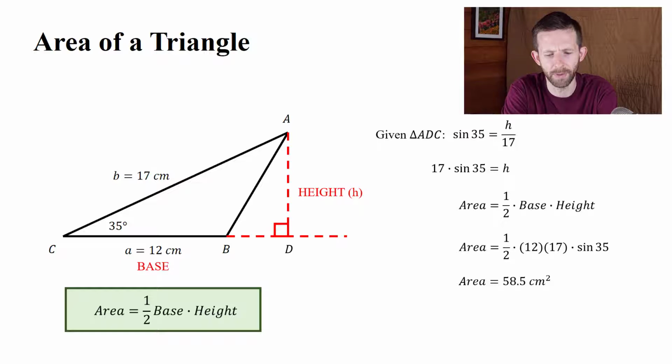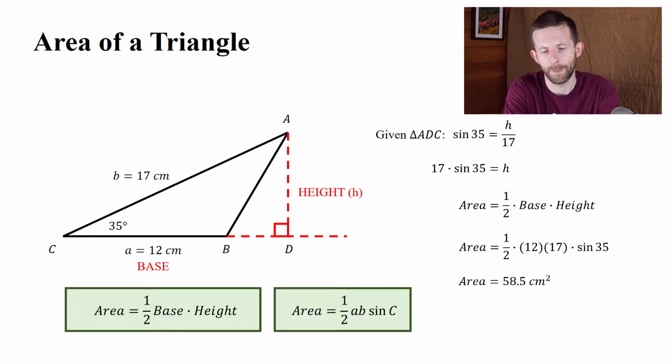So I made an extra triangle to calculate the height, and then I was able to get it. So a formula that we're going to use when I don't have a right triangle is, the area of a triangle is 1/2 AB times sine of C. So A and B are adjacent sides and C is the angle between them.